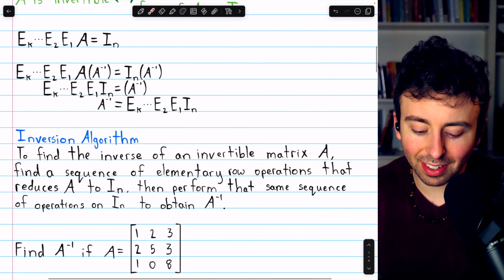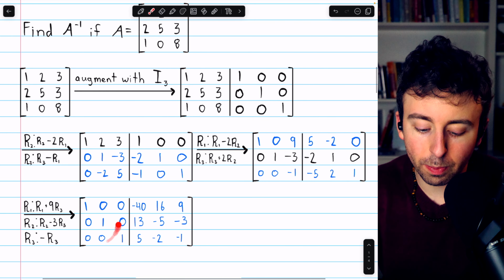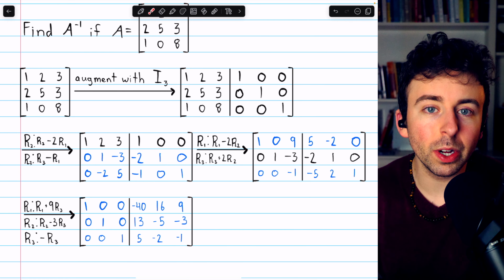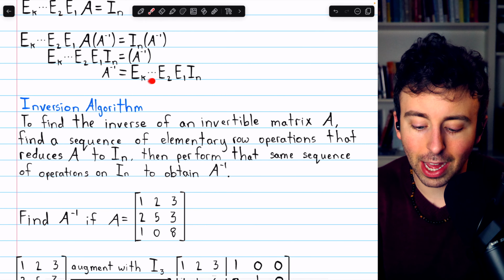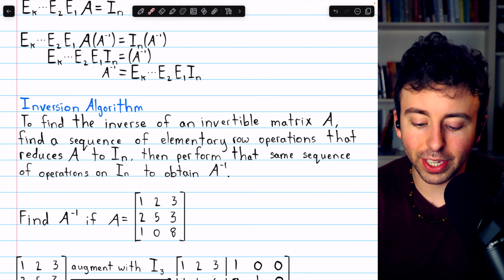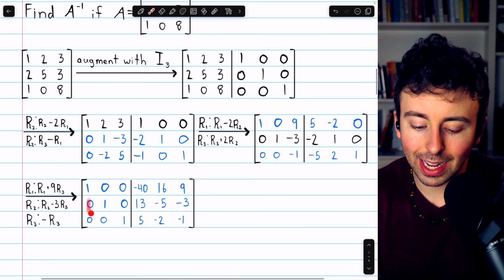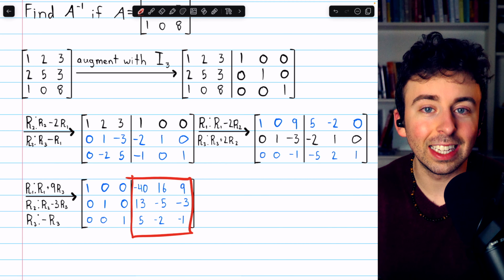So if A has an inverse, then guaranteed this procedure is going to work. We're going to be able to get the identity on the left. And at the moment we do, we know that we have carried out this sequence of elementary row operations on the identity that will produce A inverse. So when we have the identity here on the left, we must have A inverse here on the right.